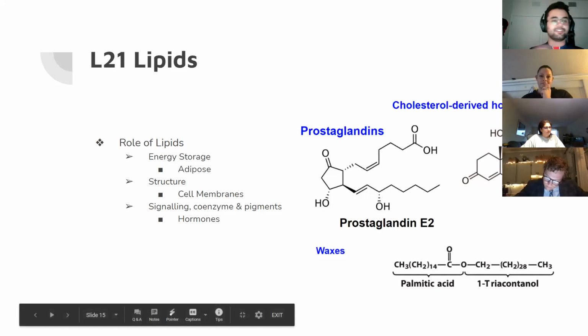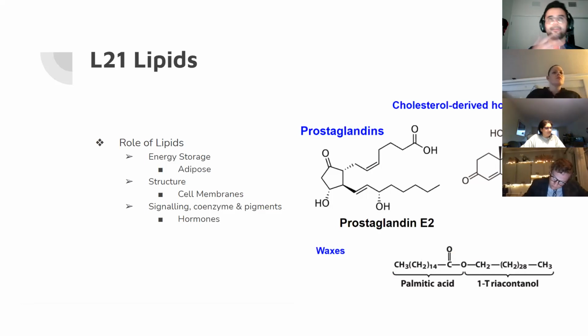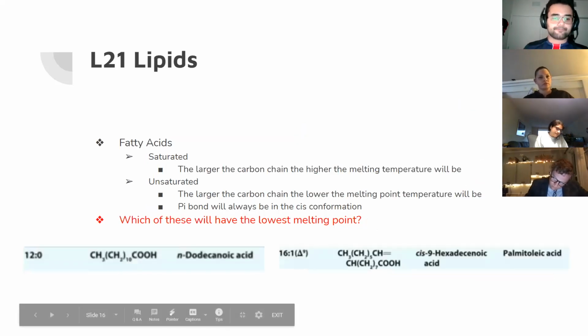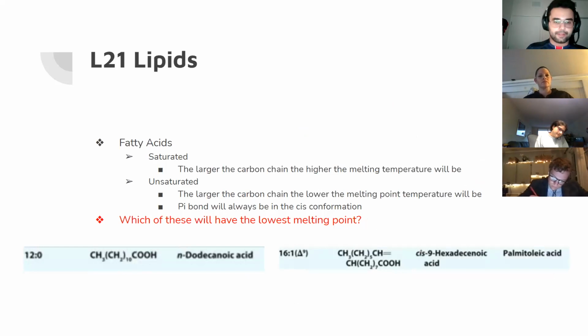Wax here, on the other hand, as you know, is really important for structural integrity for different plants and animals, earwax, for example. But the important thing about lipids is our fatty acids, because fatty acids are going to be important, especially when we talk about cell membranes. Okay, so we can have saturated and unsaturated.